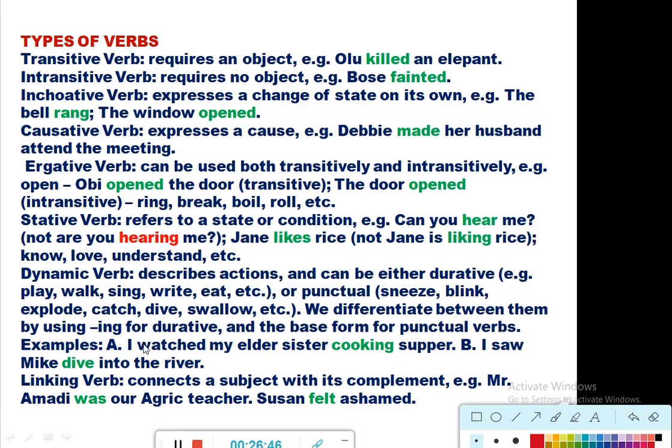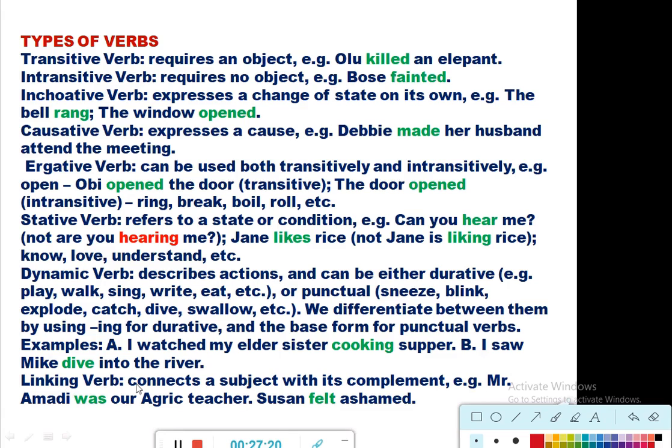We can differentiate between them by using ing for durative and the base form for punctual verbs. For example, I watched my elder sister cooking supper. Cook is a durative verb. It can describe a process, and so we can use ing to capture it. Then B, I saw Mike dive into the river. Dive into the river. Because when you talk of diving into the river, it happens in a split second.